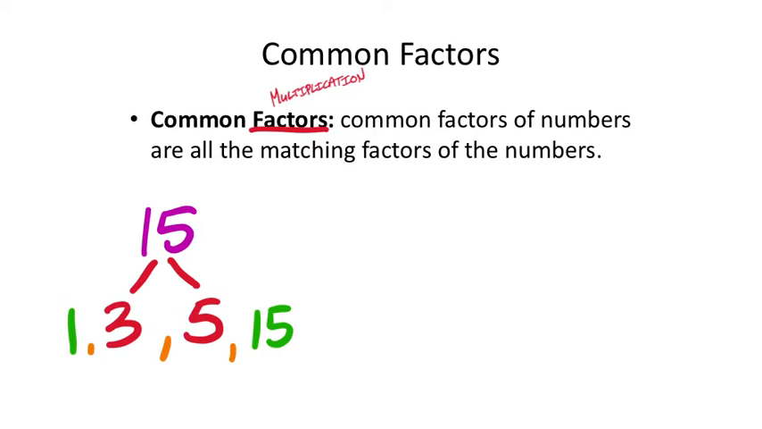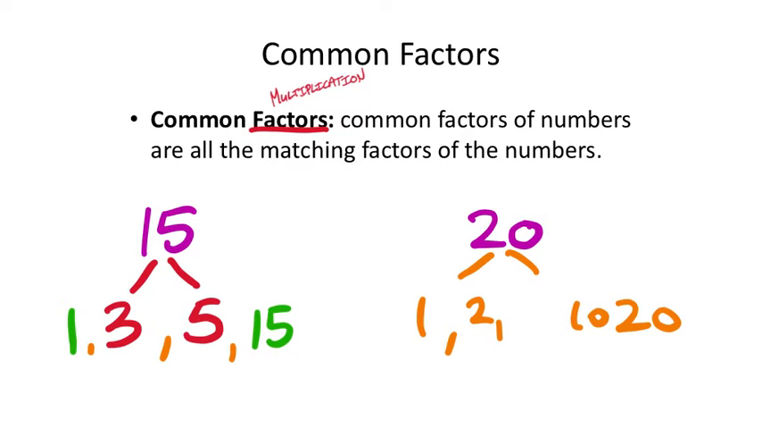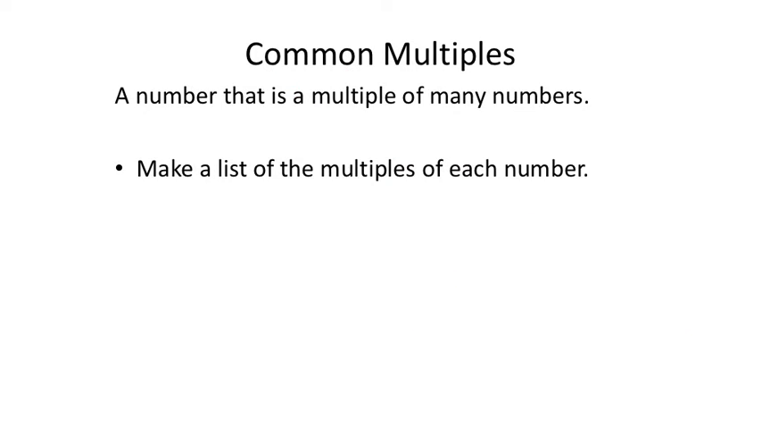So if we looked at another number, let's say like 20, right? So you could say, well, 20 could split up into, of course, 1 and 20. But also you could say 2 and 10. And then also 4 and 5, okay? So you can do it this way, and then you could say, well, see how 5 is a common factor between the two? So that would mean that between these two numbers, 5 would be the common factor.